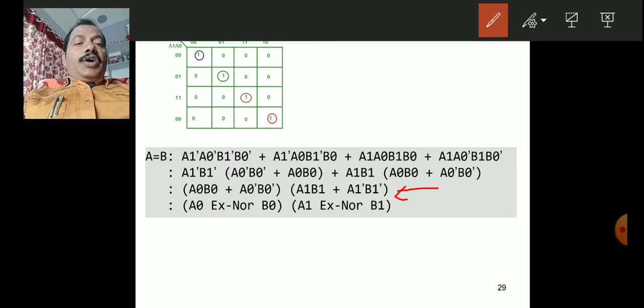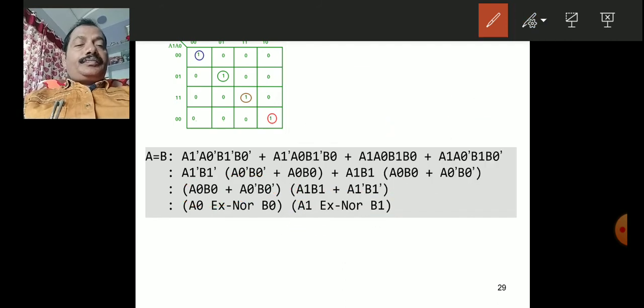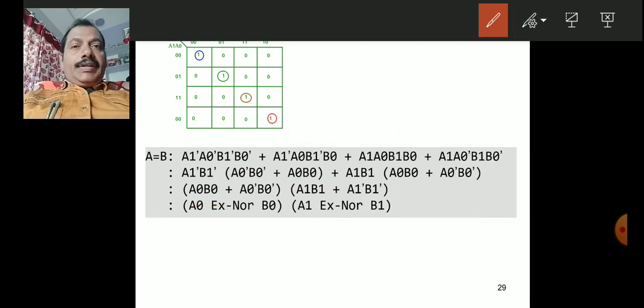Next, if you observe this, this is A0 XNOR B0. This is also A1 XNOR B1. So both are available to us. That means an exclusive NOR gate is enough to implement this expression. Two XNOR gates are enough to implement the A equals to B output.